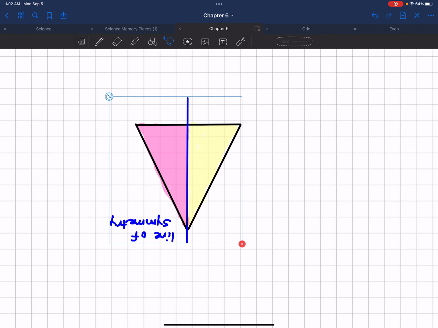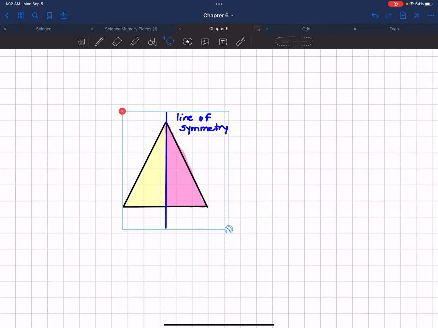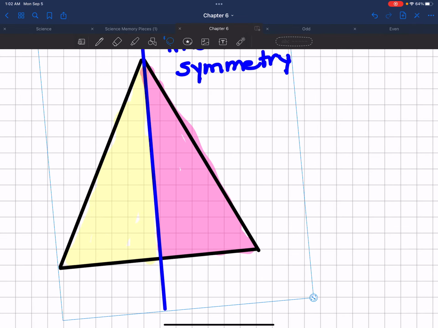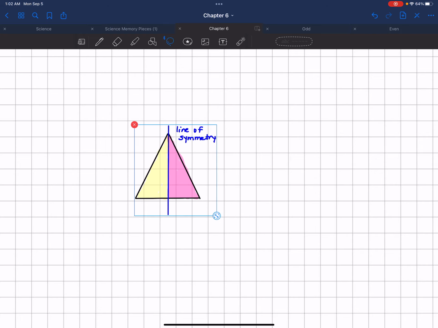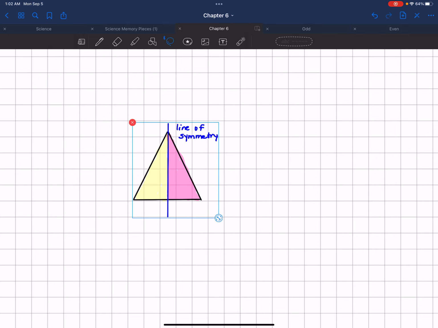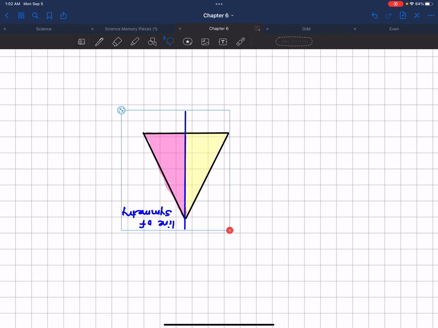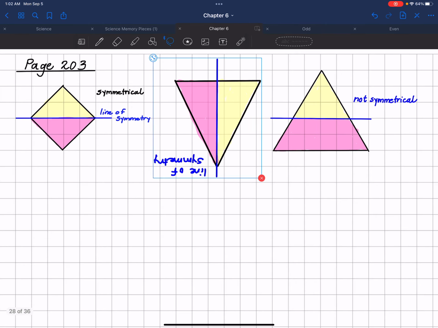Is it still symmetrical? Yes. It doesn't matter how you rotate it or enlarge it or shrink it. It's still symmetrical because the angles haven't changed. Okay, so I'm going to leave that one upside down just so you're reminded that that doesn't matter. I can rotate it, I can flip it, I can shrink it. That won't change. What matters is where the line of symmetry lies with the angles in the shape.